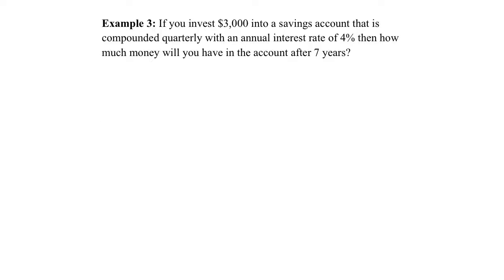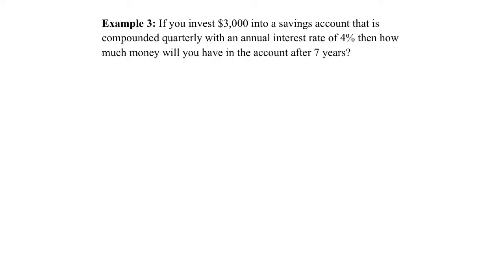Okay, so let's look at an example of this. You invest $3,000 into a savings account. I believe this number is reasonable because I made these problems last night. Savings accounts used to make a lot more money, like 4, 5, 7%. Now the best savings accounts, like CDs, only make like 3 or 4% interest. So I use 4% interest. If you invest $3,000 into a savings account that is compounded quarterly with an annual interest rate of 4%, how much money will you have in the account after 7 years have occurred?